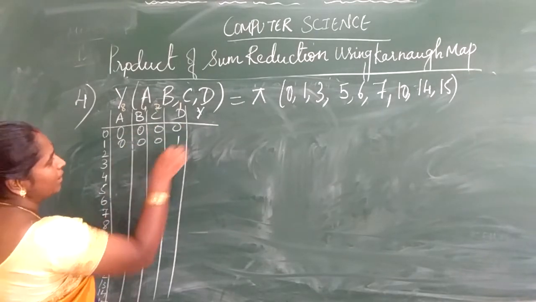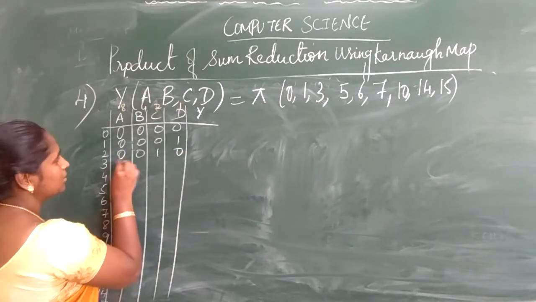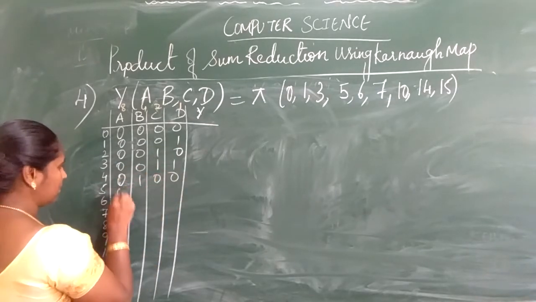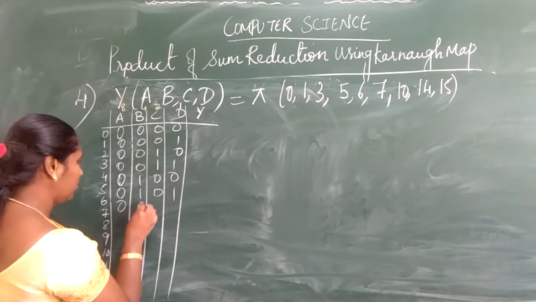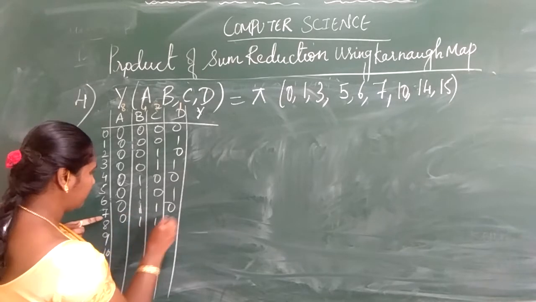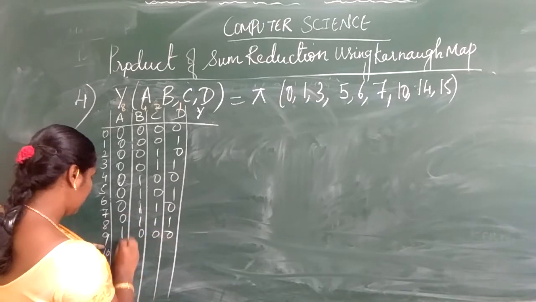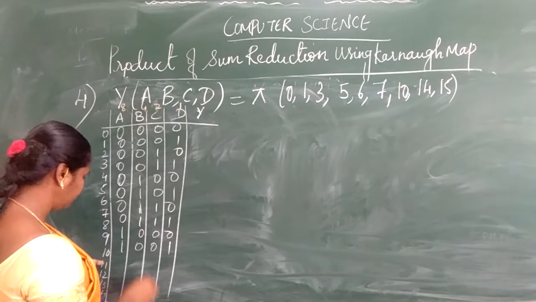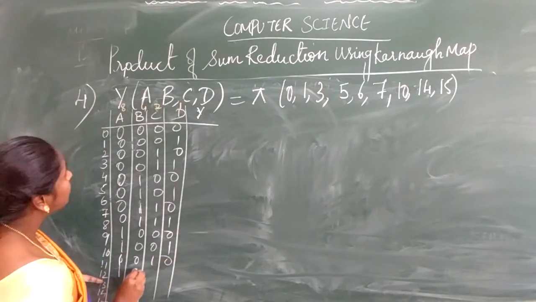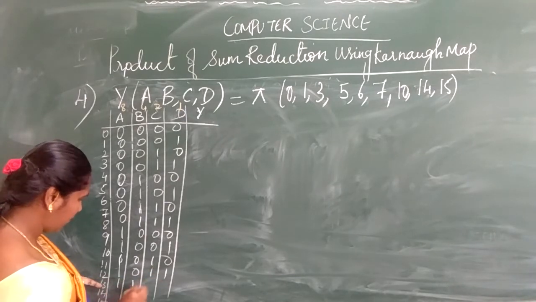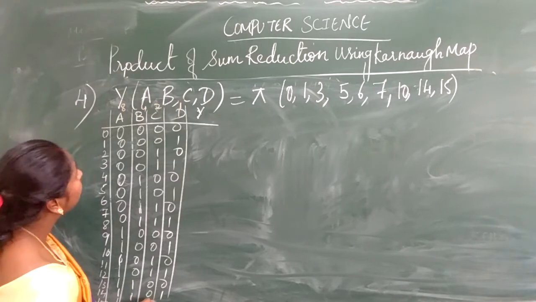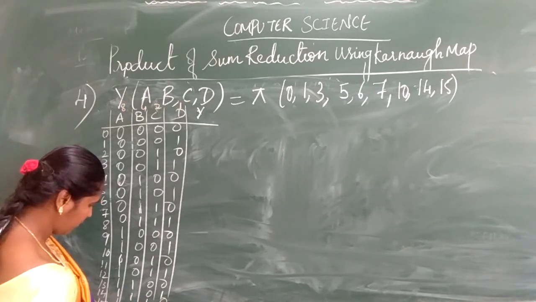0 0 0 0, 1 0 0 0 1, 0 0 0 1 1, 0 1 0 0. Okay, 0 1 0 1, 0 1 1 0. Next 7 is 0 1 1 1, 8 is 1 0 0 0, 9 is 1 0 0 1, 10 is 1 0 1 0, 11 is 1 0 1 1, 12 is 1 1 0 0, 13 is 1 1 0 1, 14 is 1 1 1 0, 15 is 1 1 1 1.